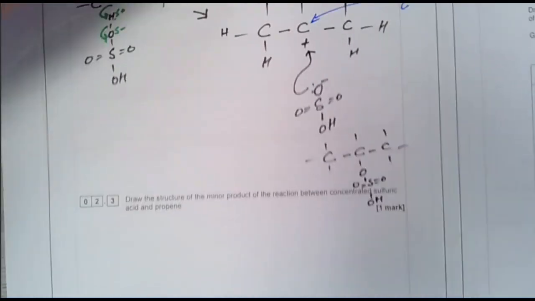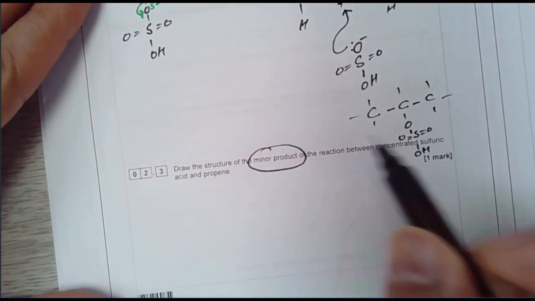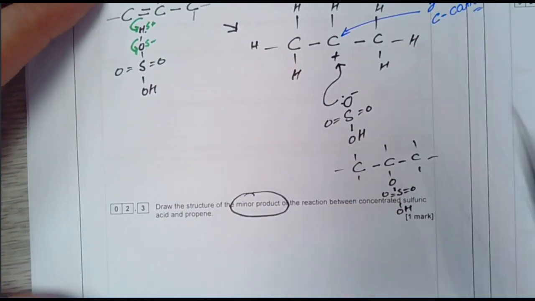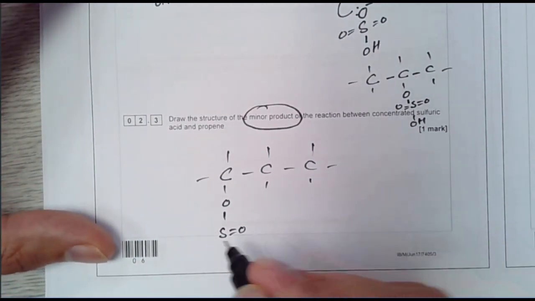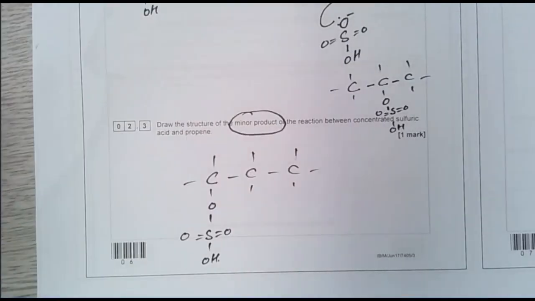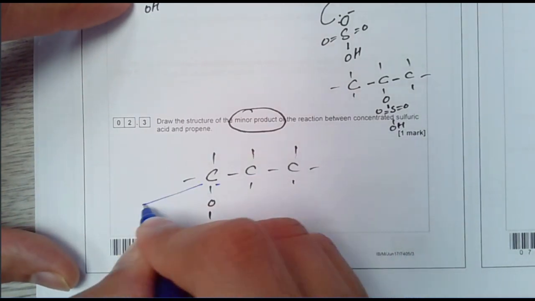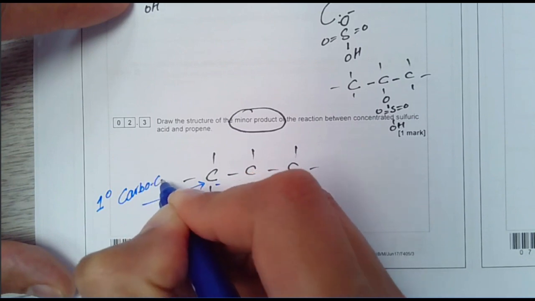Now the next part says draw the structure of the minor product. The minor product will come from this carbocation, because it will be a primary carbocation. So it will be O dash S double bond O and OH. In this case, this will be my primary carbocation.